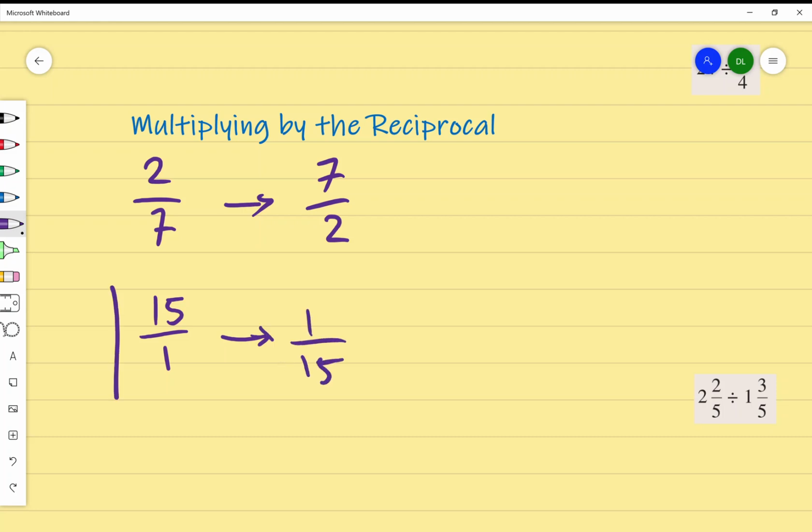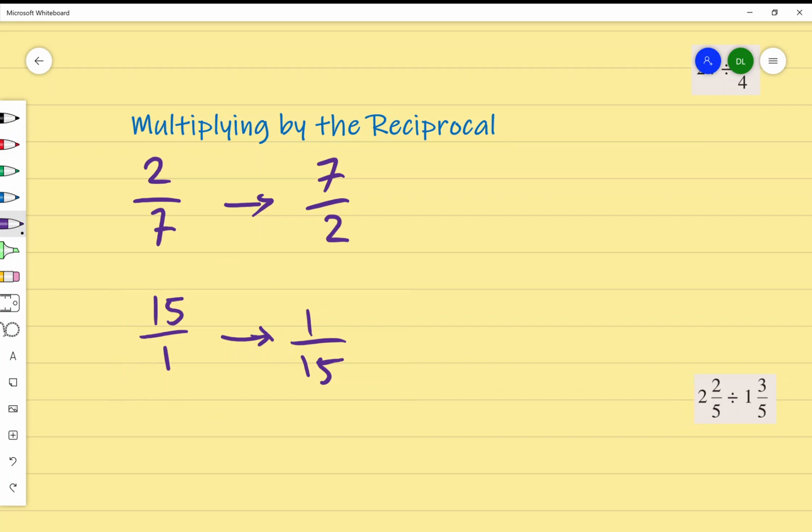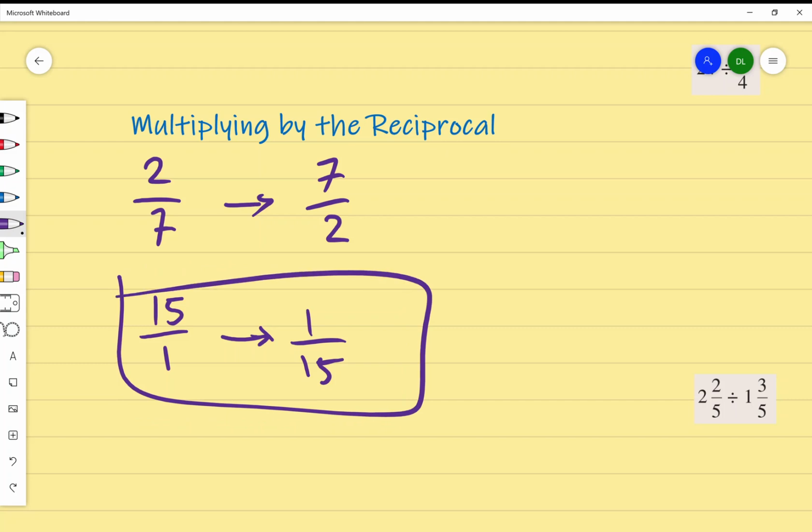Can I get you guys to copy this one down, thank you, just in your notebooks, and write the title of reciprocal just over that. So reciprocal, and then copy down this fraction here. 15 over 1 turns into 1 over 15. Any questions about that? All good? Happy for me to continue?